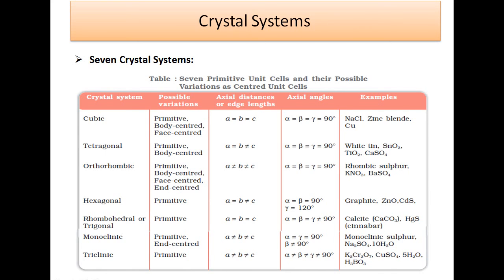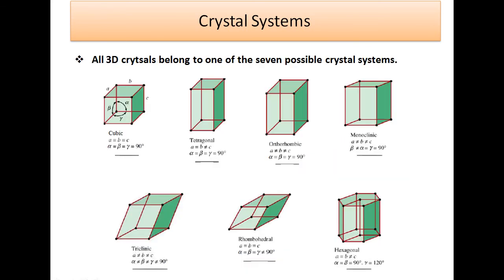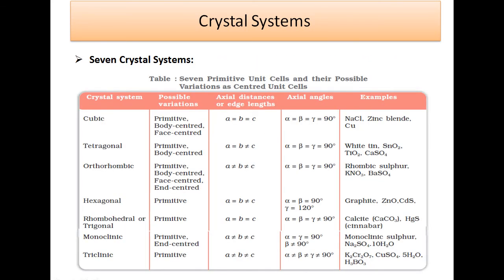Now, these 7 crystal systems, which are based on the external geometry or shape of the primitive unit cells, can further have possible variations like body centered and face centered. So we will get different types of arrangement of particles in these 7 crystal systems, which we will further discuss in the 14 Bravais lattices.